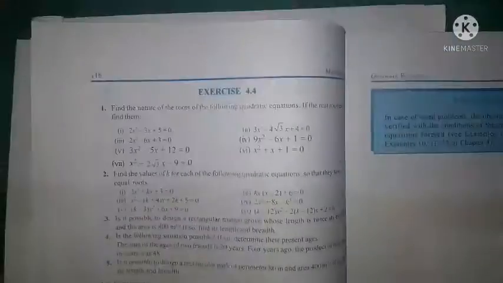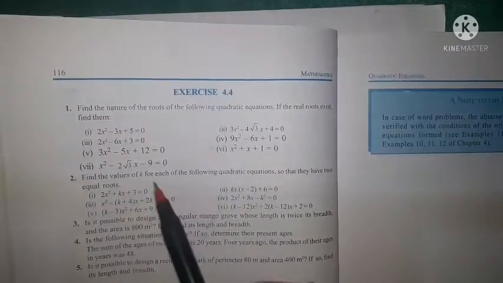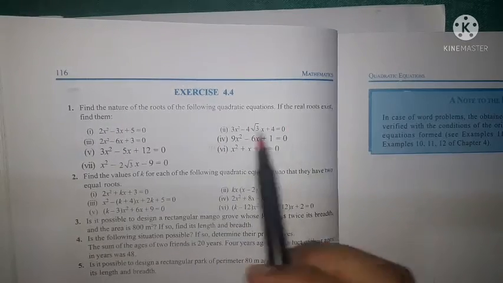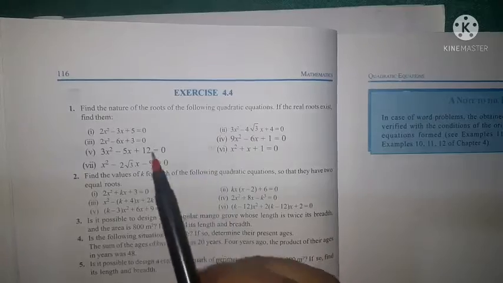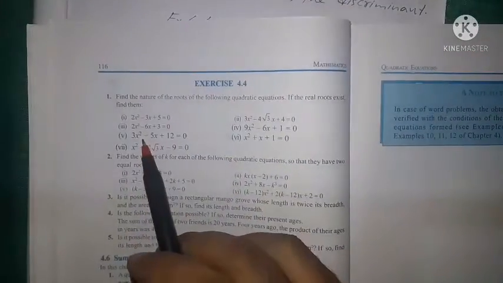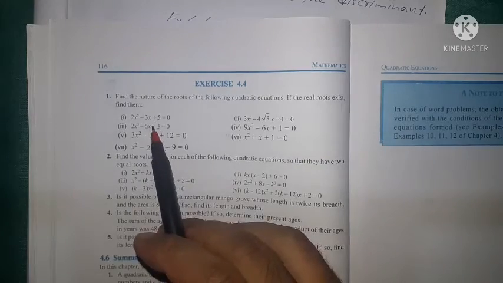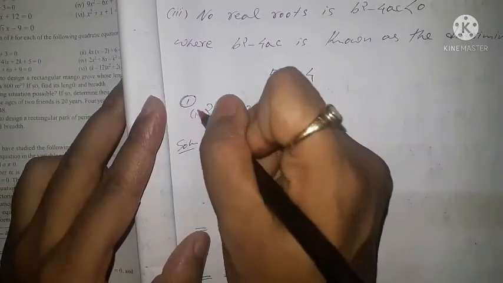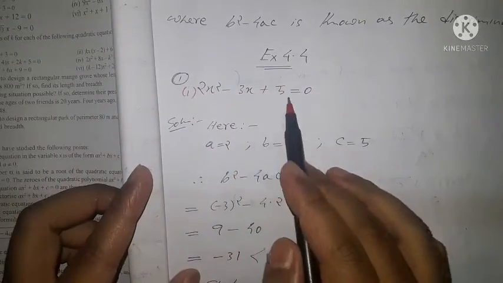So exercise 4.4, it is given, find the nature of the roots of the following quadratic equations. If the real roots exist, then find them. If there exist any real roots, then we need to find them. So question number 1, it is given that 2x square minus 3x plus 5 is equal to 0. So let's take this equation, exercise 4.4, question number 1, Roman number 1. So 2x square minus 3x plus 5 is equal to 0.